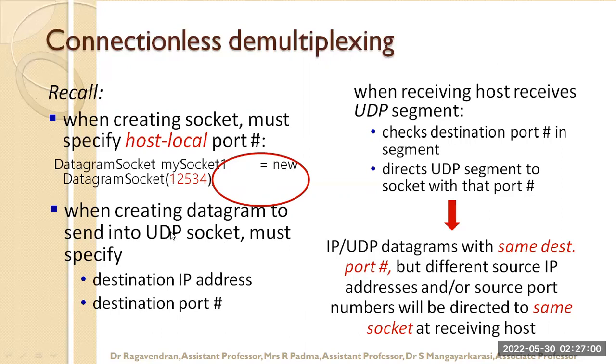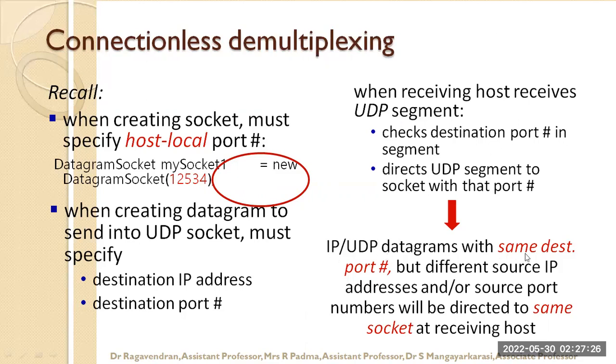When creating a datagram to send into the UDP socket, you must specify the destination IP address and port number. When the receiving host receives the UDP segment, it checks the destination port number in the segment and directs the UDP segment to the socket with that port number.